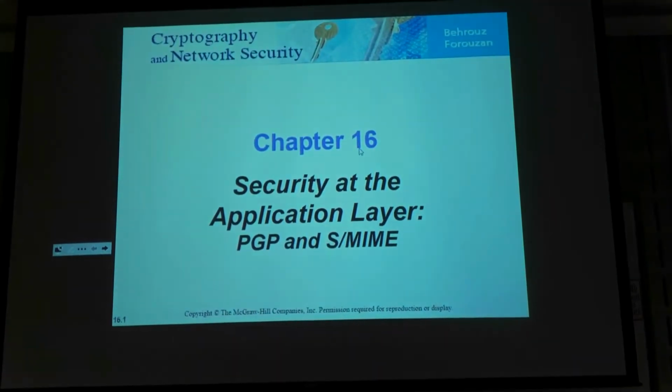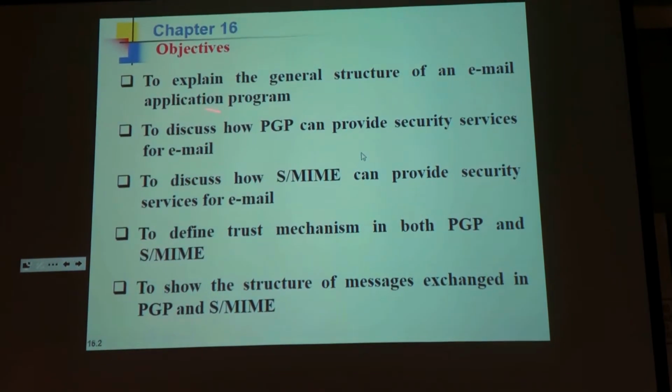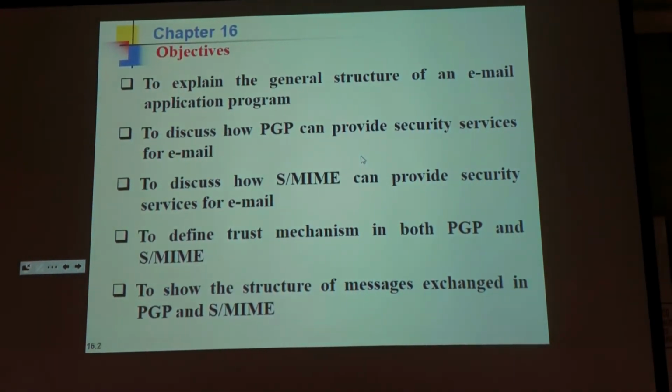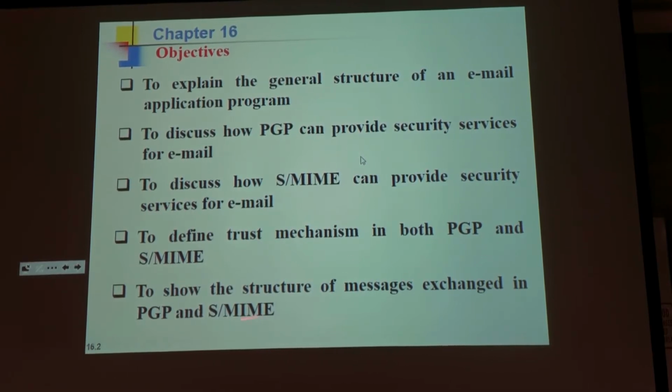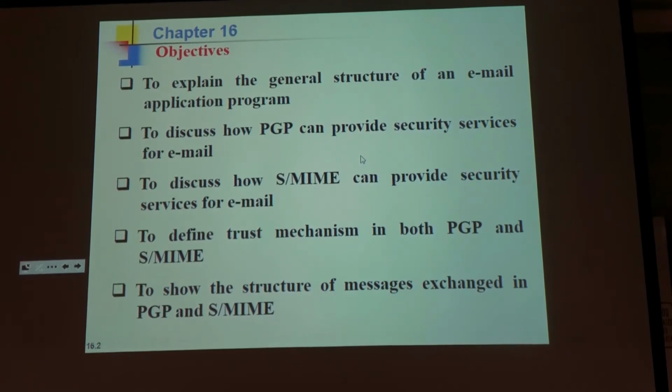So let's take a look at PGP, Pretty Good Privacy. We're going to explain the general structure of an email application program, because PGP and S/MIME are used for email. We discuss how PGP can provide security services for email, and then how S/MIME can provide security services for email. If you have time, we'll go over it, or I keep it for you to go over it. It's explained well in the textbook. Then we define the trust mechanism involved with PGP and S/MIME, and show the structure of the message exchange in PGP and S/MIME. So let's focus on PGP today.